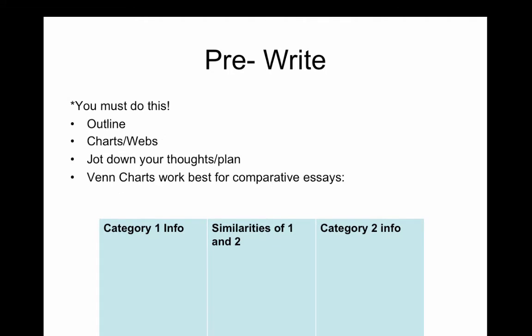Pre-write, I'm going to let you read this. It's a must. You will get points counted off if I do not see some sort of pre-write. The one that I have on the screen, the Venn chart, is the best one for comparative essays. It takes a few minutes, not very long. So in your case, if you have 2 categories to compare, say social and economic, you would make 2 little Venn charts, one for social, one for economic, and you'd fill it in. No more than 5 to 10 minutes, but this will keep you on track throughout the entire essay.